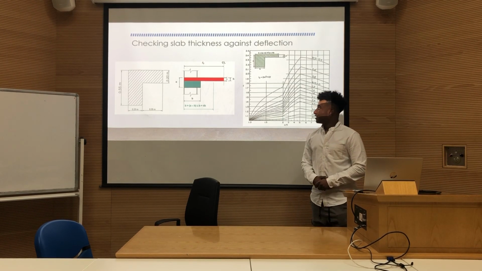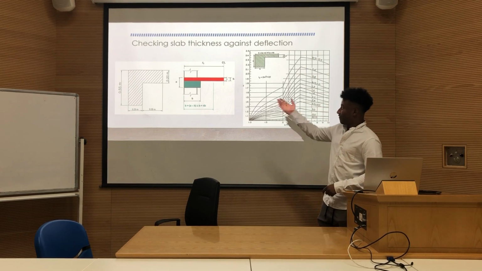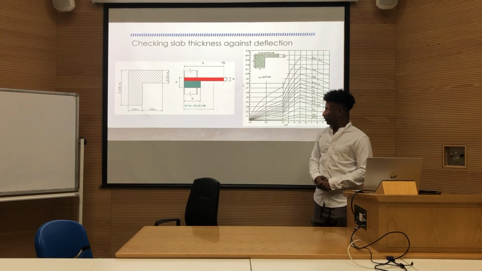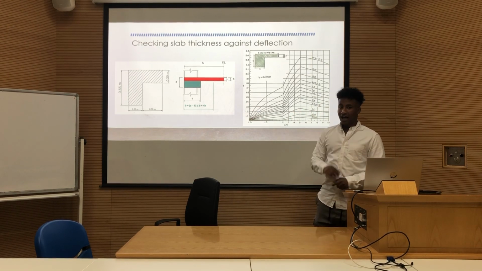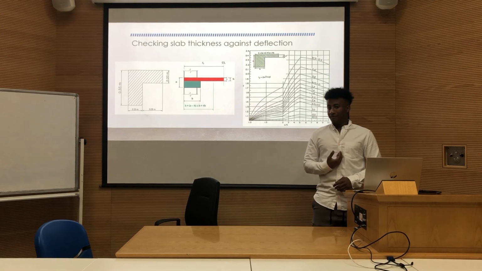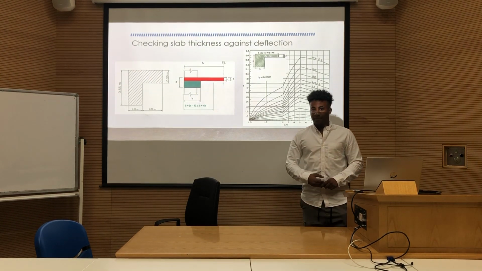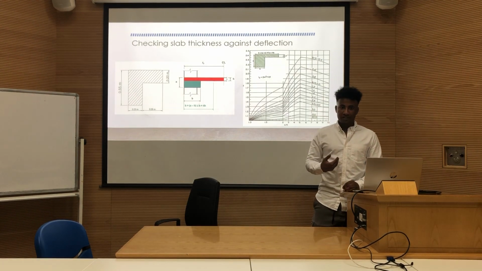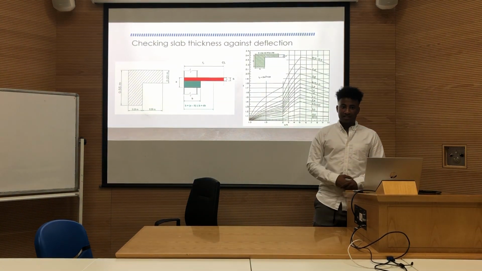Next, we need to check the slab thickness against deflection. Using finding the moment of inertia for the slab and the beam by these dimensions shown in the figure, we can use this graph to find the alpha F variable, which we found as 7.5, meaning that the beam at the edge of the slab is considered an edge beam. Hence, the equation we used previously is correct, and the slab thickness is safe against deflection.